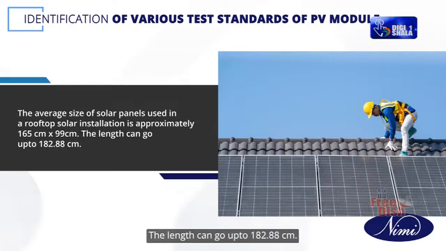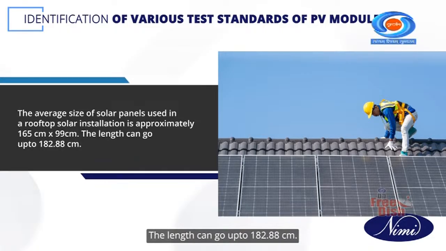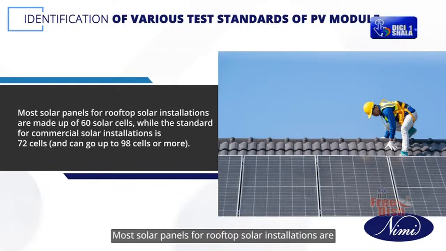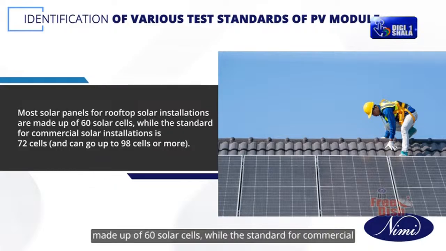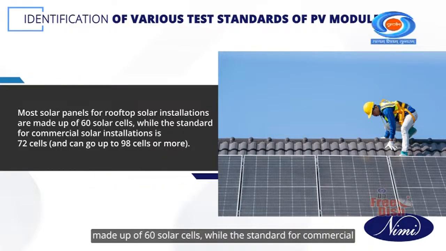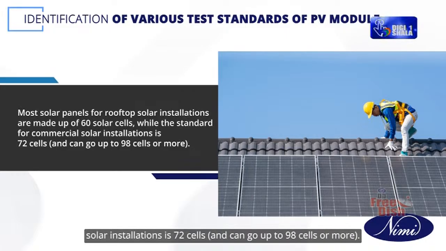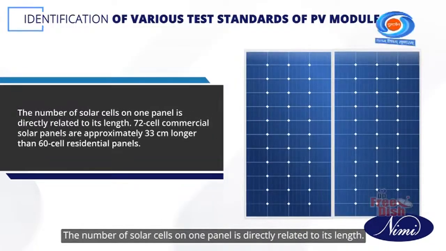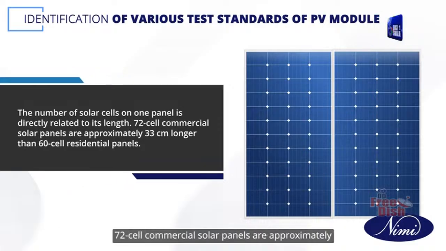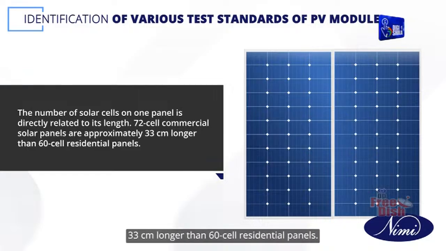The average size of solar panels used in a rooftop solar installation is approximately 165 cm times 99 cm. The length can go up to 182.88 centimeters. Most solar panels for rooftop solar installations are made up of 60 solar cells, while the standard for commercial solar installations is 72 cells and can go up to 98 cells or more. The number of solar cells on one panel is directly related to its length. 72 cell commercial solar panels are approximately 33 cm longer than 60 cell residential panels.